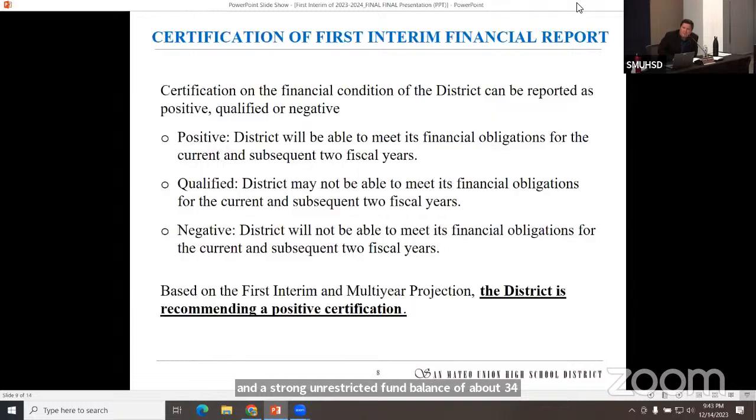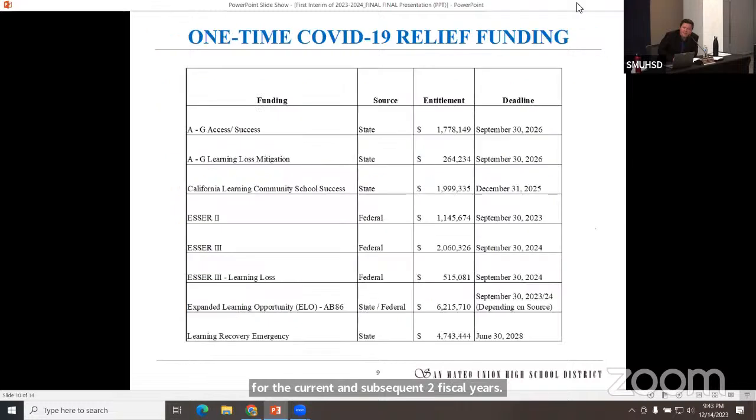So with that, staff is recommending a positive certification. What does that mean? It means that we believe that the district will be able to meet its financial obligations for the current and subsequent 2 fiscal years. So we're continuing to recommend a positive certification.